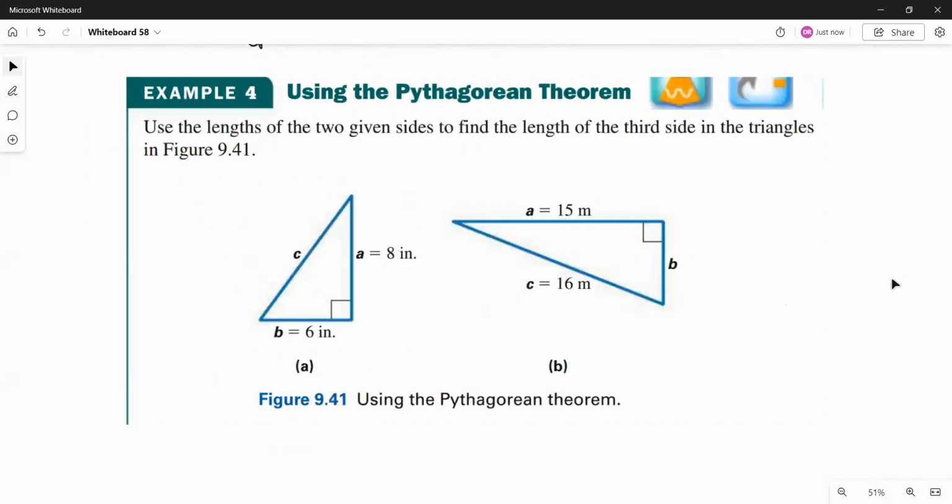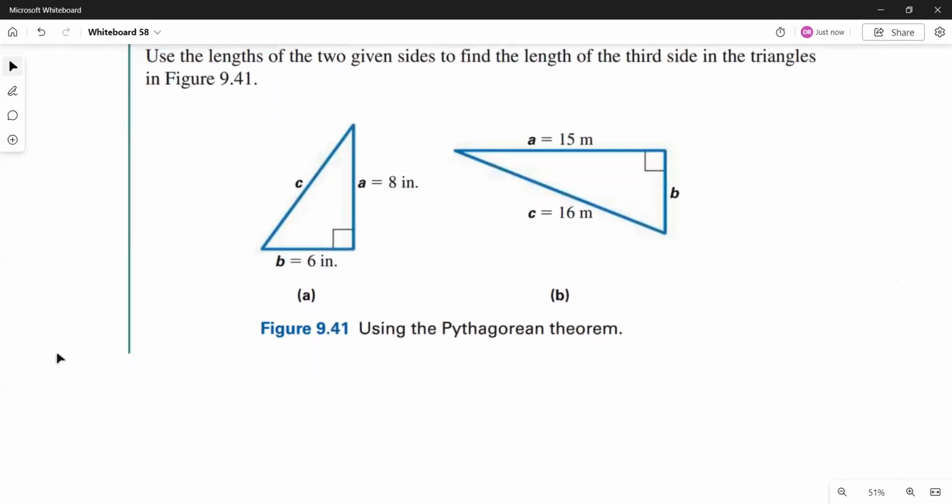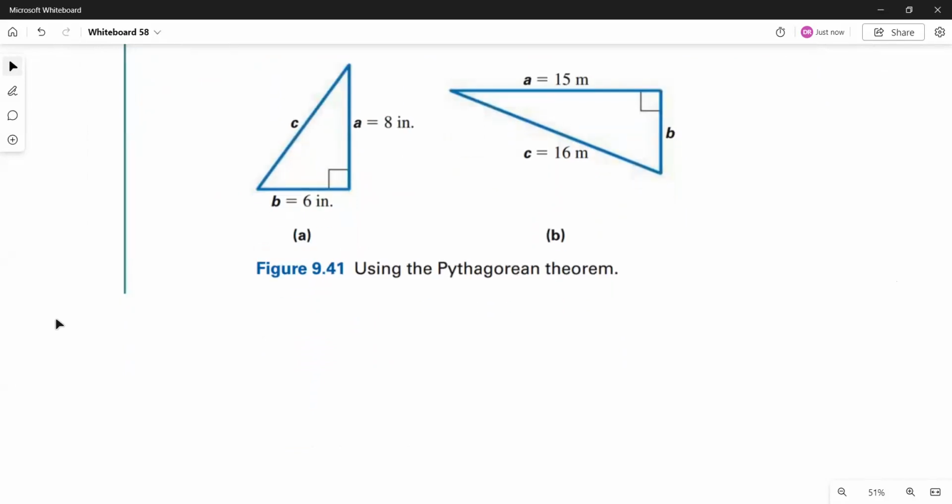Okay, use the lengths of the two sides to find the length of the third side in the triangles in figure 9.41, in the figure below. So in the first triangle, we know the lengths of the legs. Remember, units are important. The units are in inches.